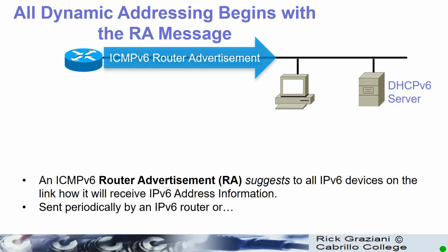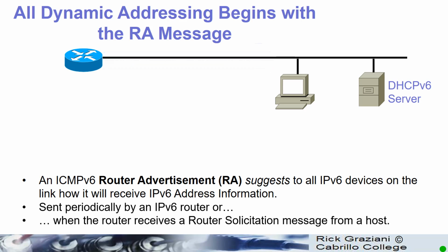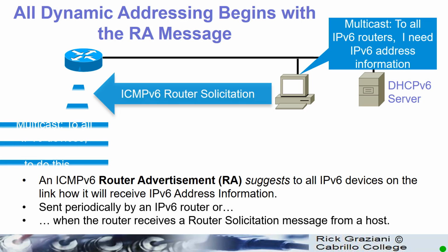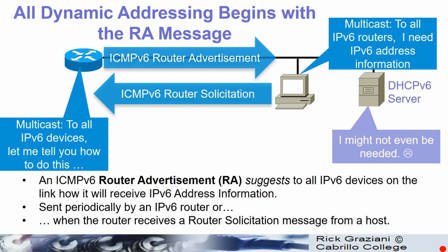It's sent periodically by the IPv6 router, or when the router receives a router solicitation message from a host. The host will send a multicast to all IPv6 routers, saying, hey, I need an address. That will come in the form of a router solicitation message. The router will send a multicast to all IPv6 devices, saying, let me tell you how you're going to do this, and it will respond with a router advertisement. And the server, again, may or may not be needed.